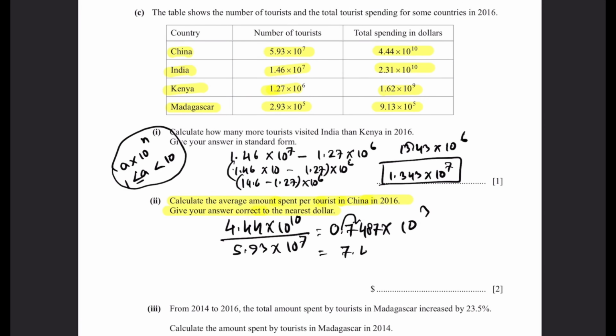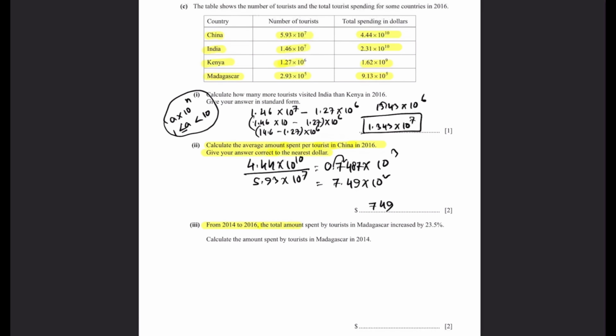The decimal goes after one digit, so it becomes 7.49 times 10 to the power 2, that is 749. Total amount spent by tourists is increased by 23.5%. So calculate the amount spent by the tourist in 2014, which increased by 23.5%.